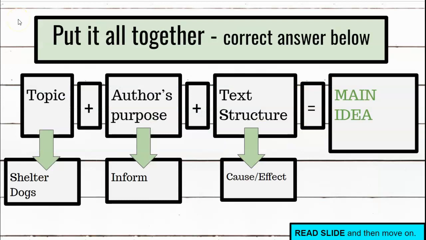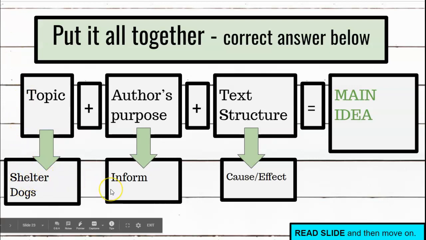Now you can see the correct answers. The topic of the video clip was shelter dogs. The author's purpose was to inform us about what was happening, and the text structure was cause and effect. They focused on an event and then the results of that event, or the effects.